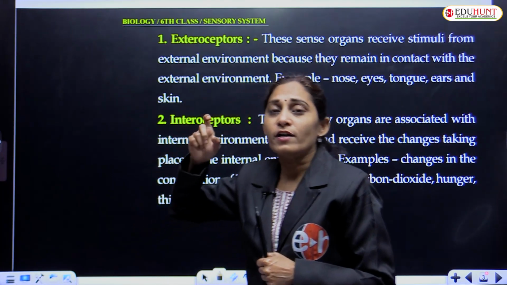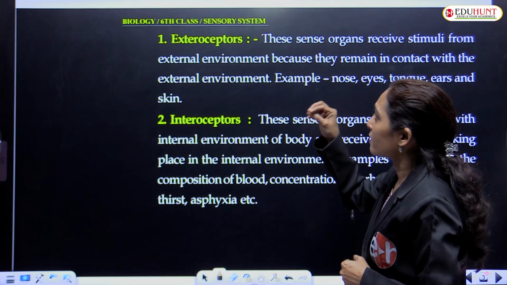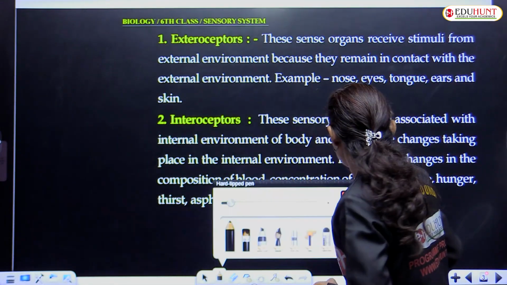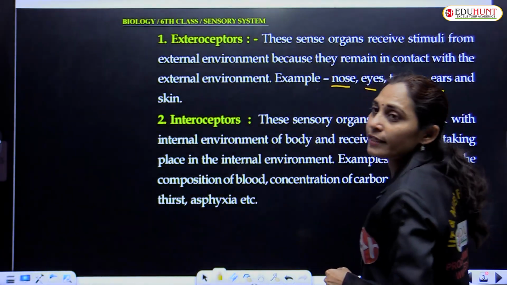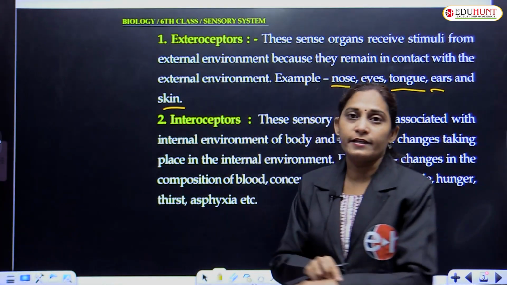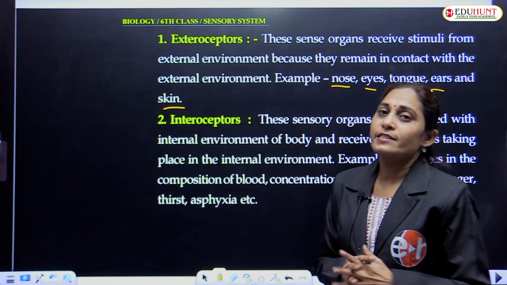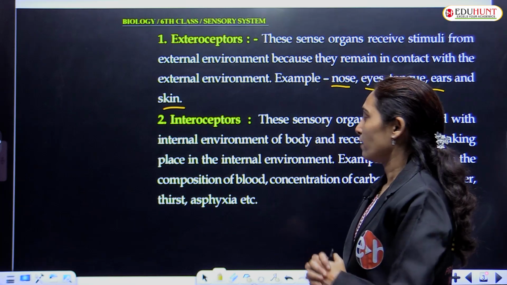This kind of receptors or organs are called exteroceptors. For example, the nose, eyes, tongue, ears, and even skin. Skin is also considered an exteroceptor-like receptor.